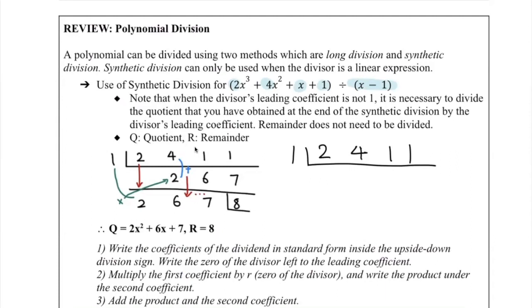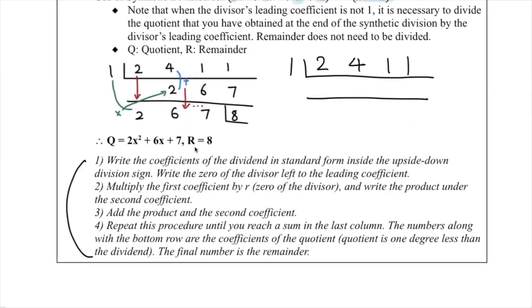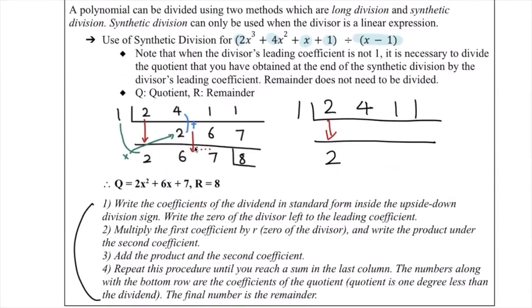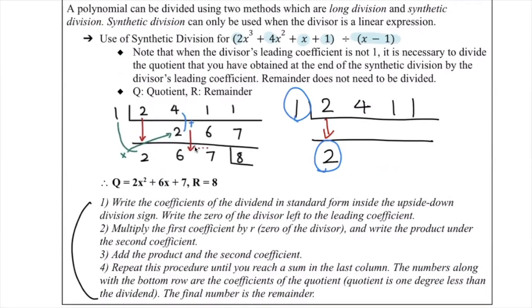From here, we're gonna follow this algorithm, which I have listed here. Essentially, you're first gonna lower the coefficient of the highest degree term down. You're gonna multiply these two numbers, and then write it here, so it's gonna be 2. Then you're gonna add these two, and you're gonna get 6.